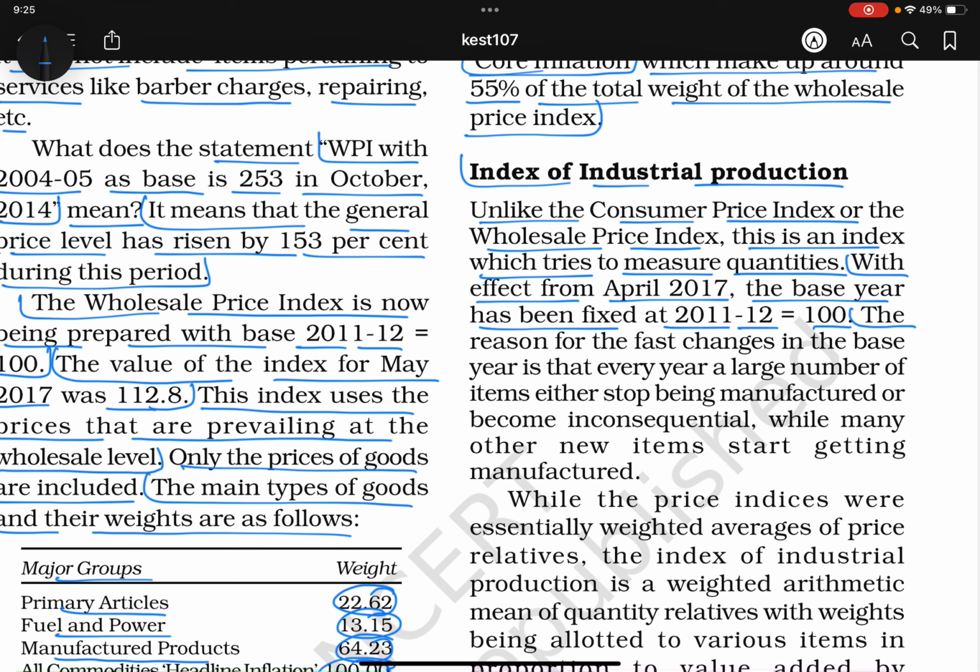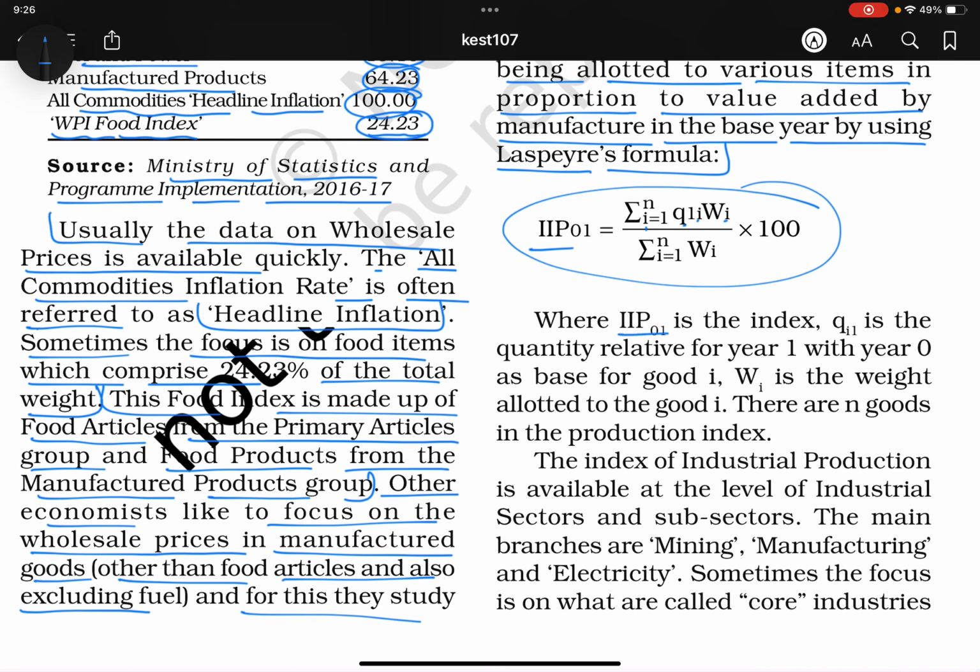IIP01 = sigma (i=1 to n) q_i1 w_i, this is the complete formula. IIP01 is the index, q_i1 is the quantity relative for year 1 with year 0 as base for good i. w_i is the weight allotted to the good i. There are n goods in the production index.